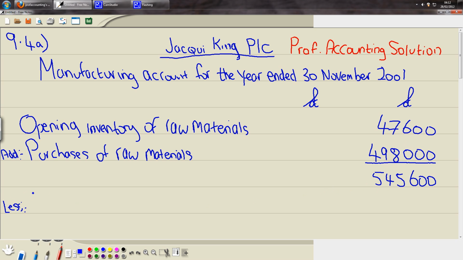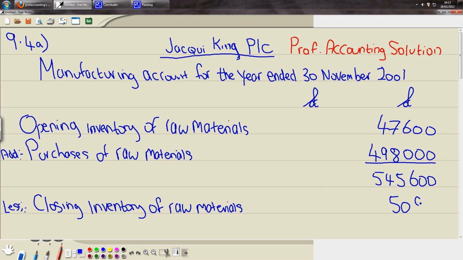Okay, you got the closing inventory of raw materials. There's a lot to write, I know, but you have to write this because this is the typical layout and they want it to be formalized. Okay, closing inventory. This is given as 50,900, I believe. Yes, it is.